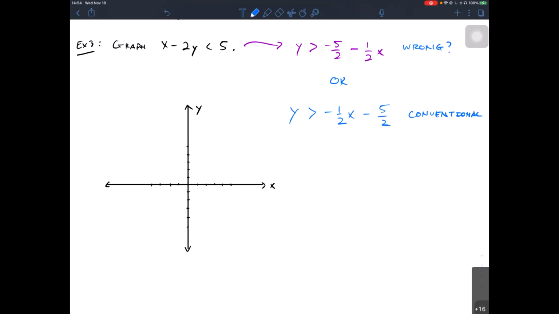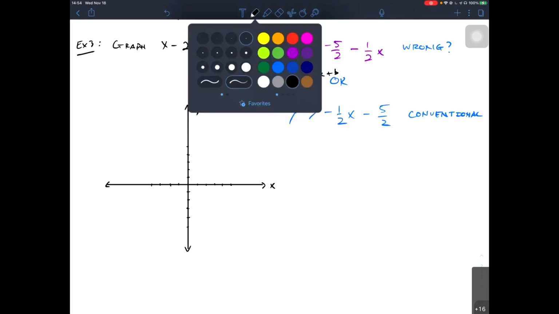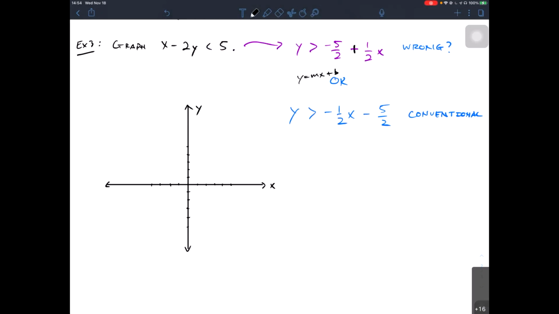Okay, so yes, most people like to put it in this form because it mimics, again, y equals mx plus b. There's something else we're looking for. What's off? I think the half is supposed to be positive. It is. Good catch. So this half is actually positive.